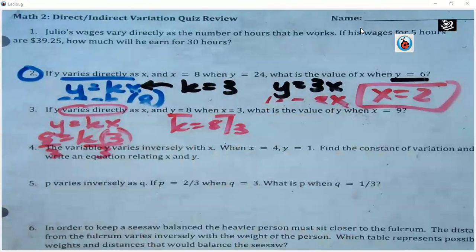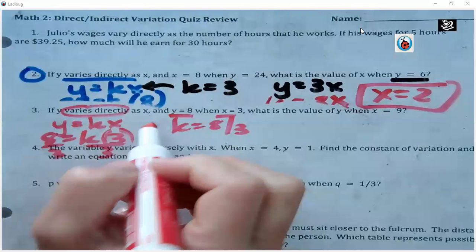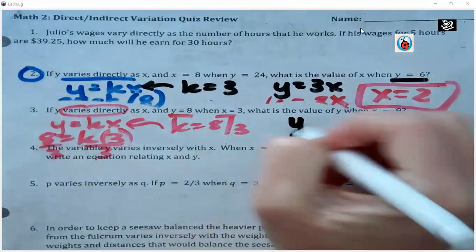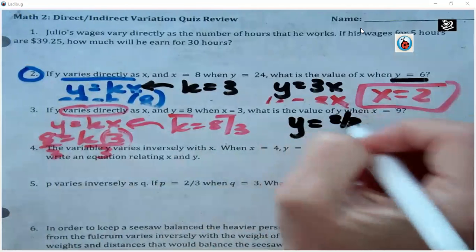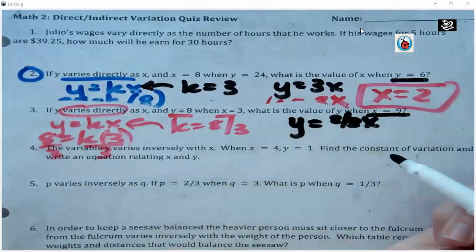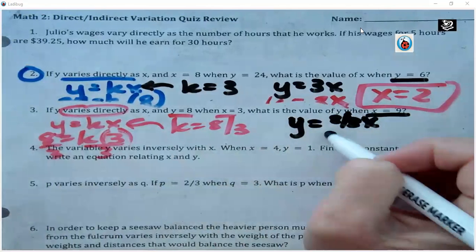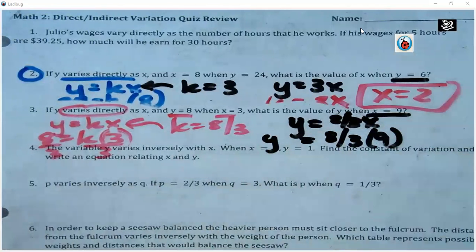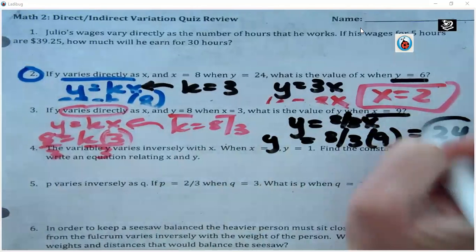I'm going to leave it a fraction because that's a repeating decimal. Don't use repeating decimals. Leave them as fractions, okay? So now I'm using the formula y equals 8 over 3 x, and they tell me that x equals 9. So 8 over 3 times 9, I have to type that in my calculator. Somebody tell me what you get. 24. Thank you. So your answer is 24.